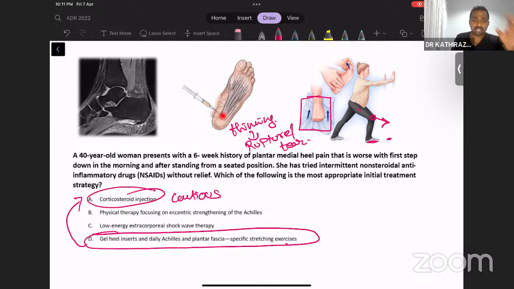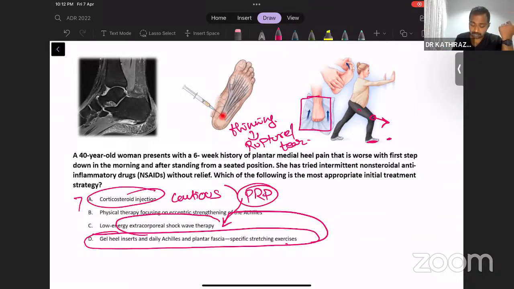So I will do NSAIDs, I will do stretching exercises, and if everything fails, to be honest, I would then try extracorporeal therapy. After this, I would try an ultrasound, because although it is not very greatly helpful, it is still better than steroid. Then I will try PRP injection. If nothing is helpful, then I will go for steroids. And even with steroid, if it is not helpful, then I will go for surgery.